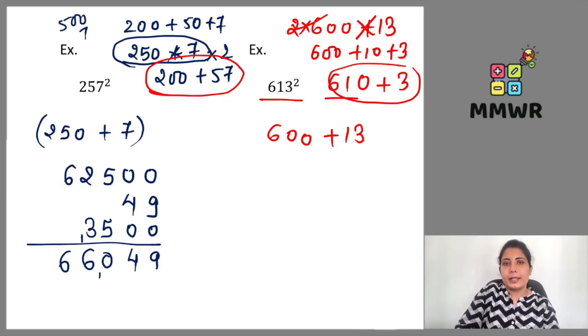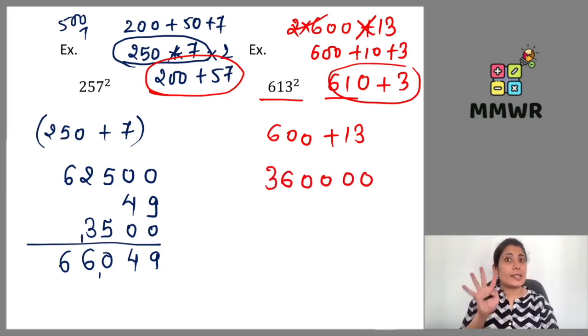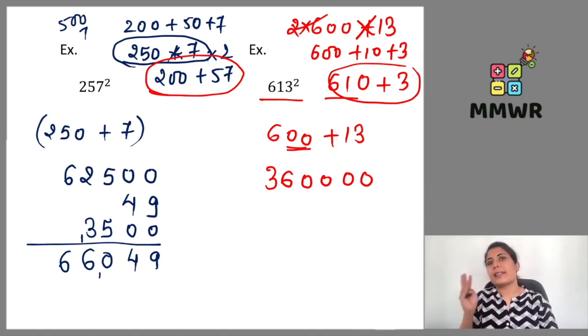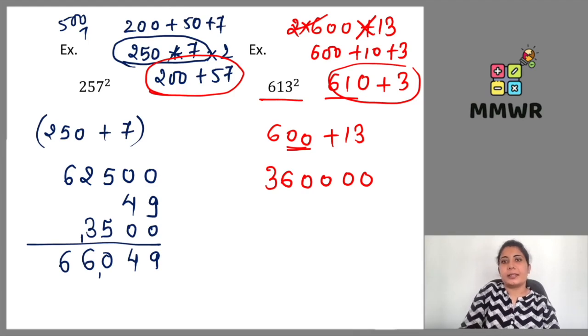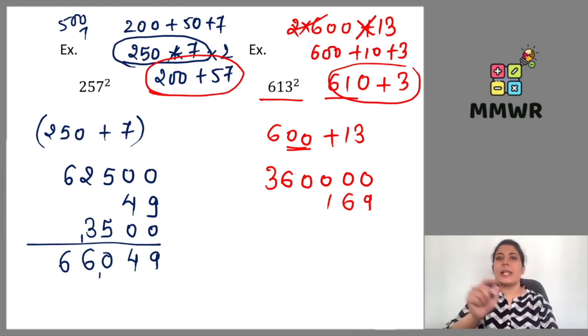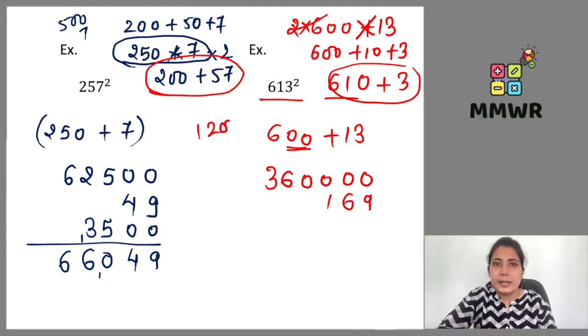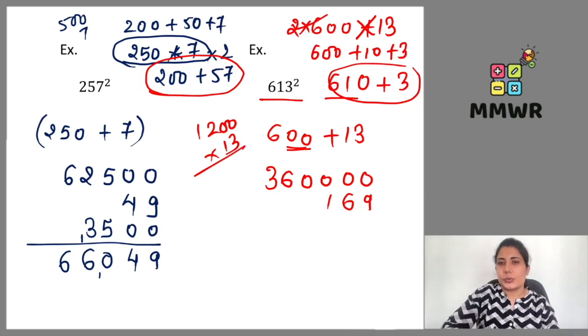600 square is 360000, 4 zeros, because here already we have 2 zeros in the number itself. A square of 600 will have exact 4 zeros at the end, and 6 square is 36. Then 13 square is 169. Now 2 multiply 600 gives me 1200 multiplied with 13. So 0, 0, 13 2s are 26. 13 plus 2 is 15.